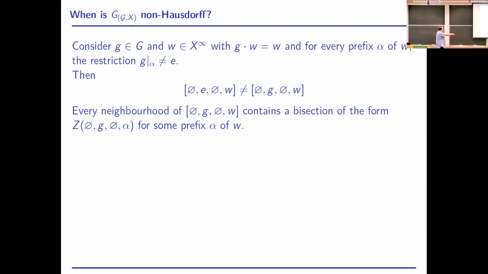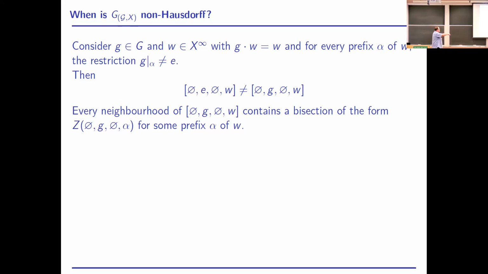And in this case, we have that the unit at W is not equal to this empty word G, empty word W. So these two things are not equal, but they're isotropic. They both have the same range and source.